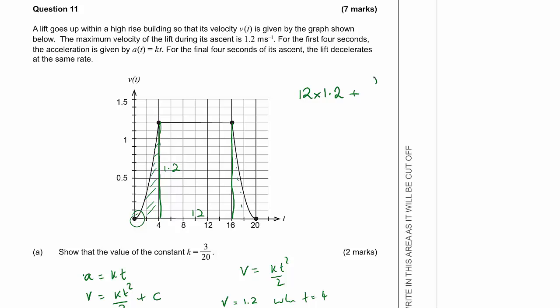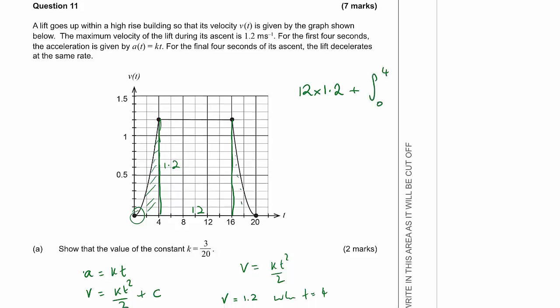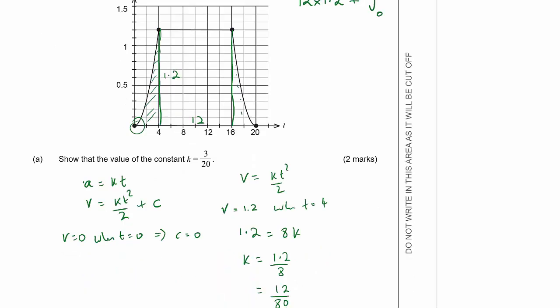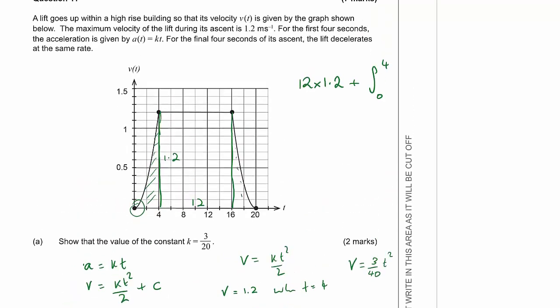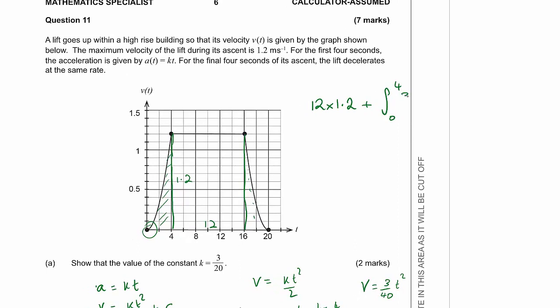So that's going to be the integral from 0 to 4 of the velocity, which we worked out was kt squared over 2, wasn't it? So the k was 3 over 20, so that's going to be 3 over 40 t squared. So the integral of 3 over 40 t squared dt.